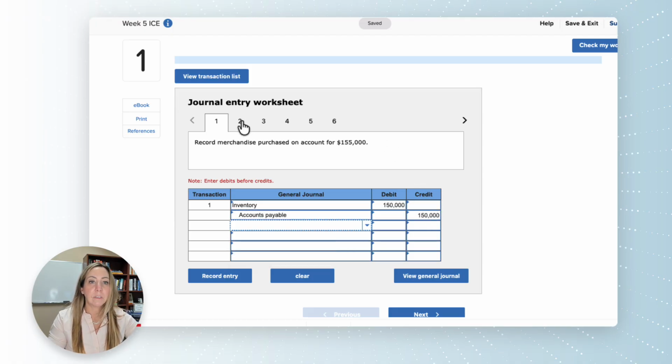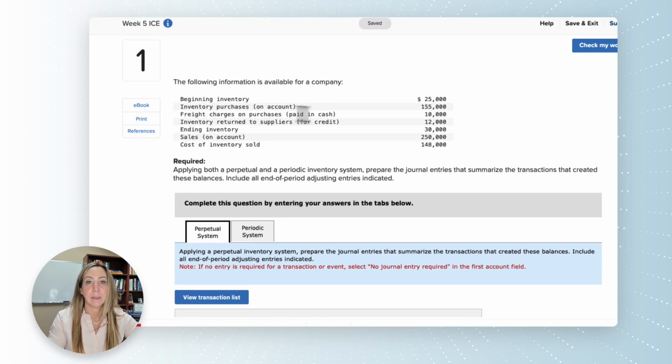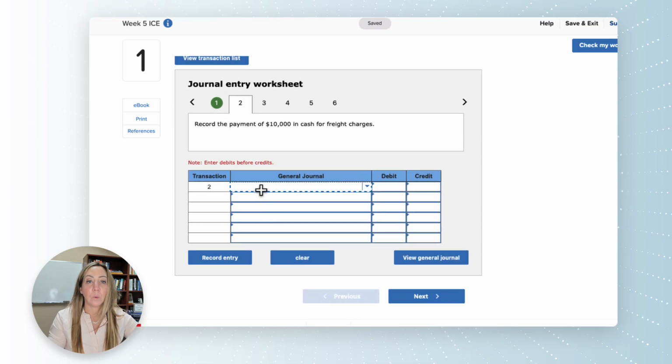The second journal entry is to record the cost of the freight that they have paid in cash, $10,000. That is a cost that is required to get the inventory ready for being sold. So it goes directly into the inventory account as a cost of the inventory. They paid cash for that transaction, so we'll record the credit to cash.